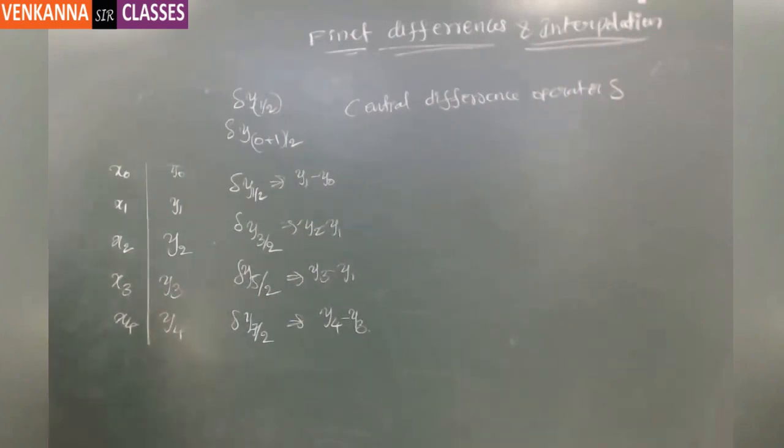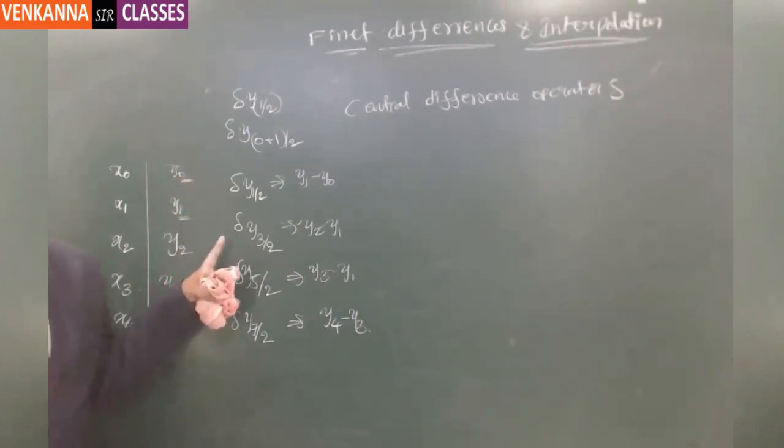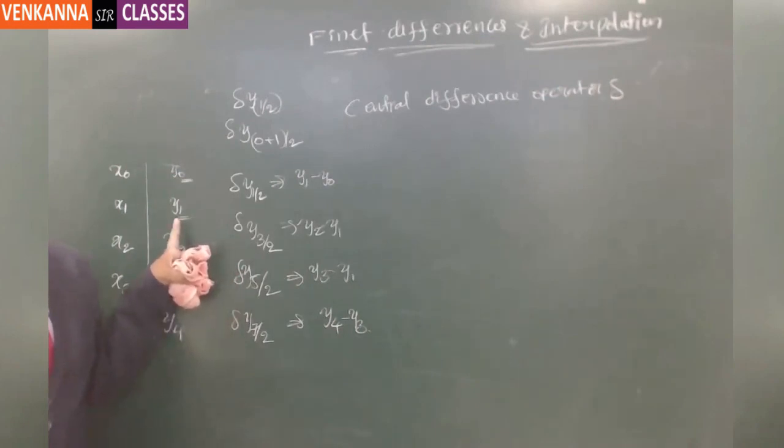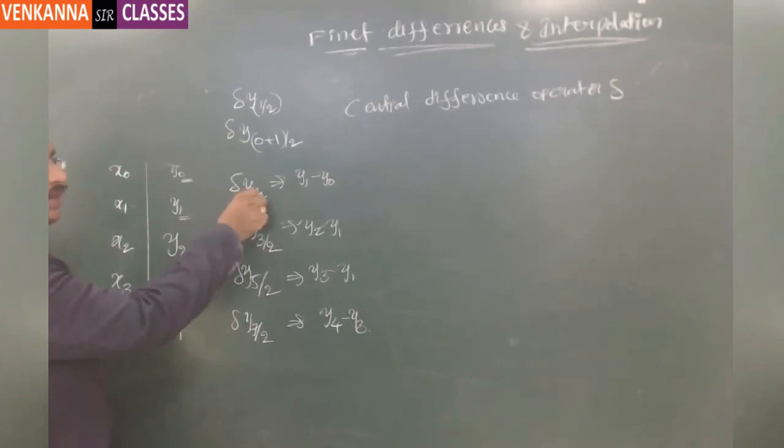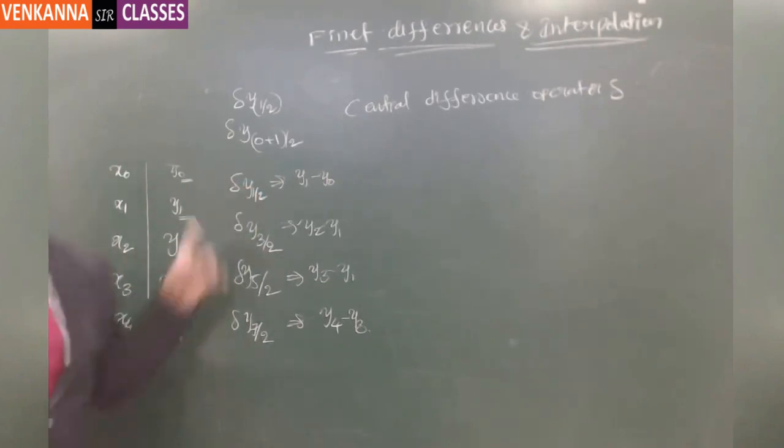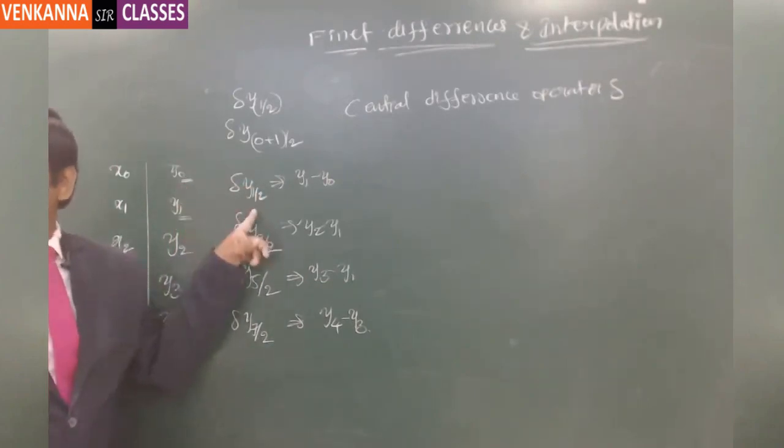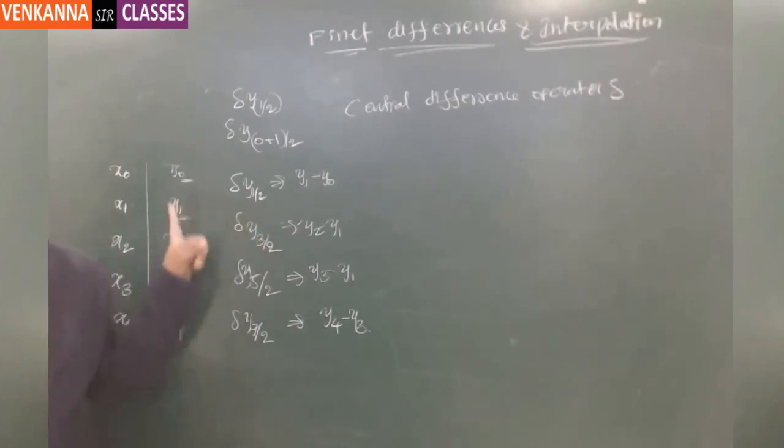See, the 1 by 2 convention is, when we are trying to find a central difference between these two values, this subscript and this subscript are added and then divided by 2, which essentially means you have taken the average of these two. That value is delta of y1 by 2. We are trying to identify a value which is in between and associate it with y0 and y1. So y of 1 by 2.